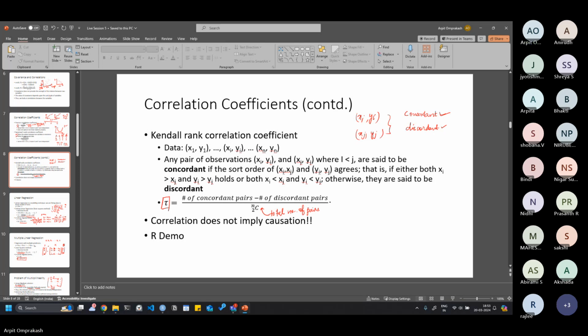And the most important thing to remember is that correlation does not imply causation. If two variables are correlated, that does not mean that one of them is causing the other. They might just be happening because something else is triggering both of them.